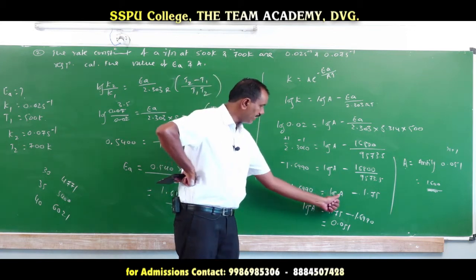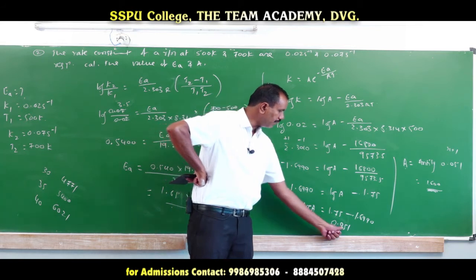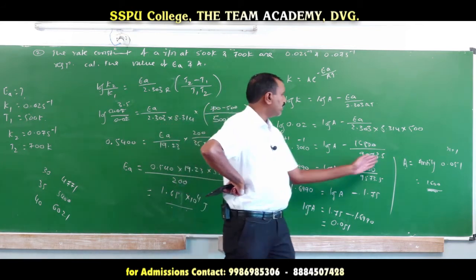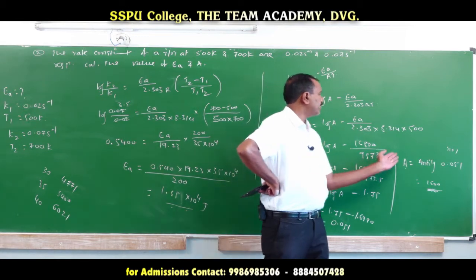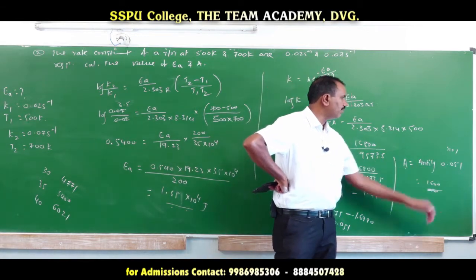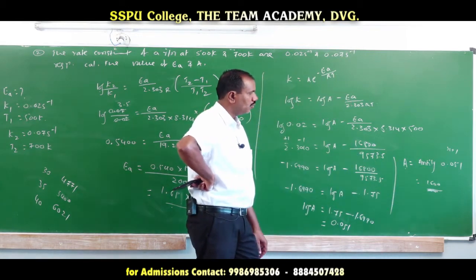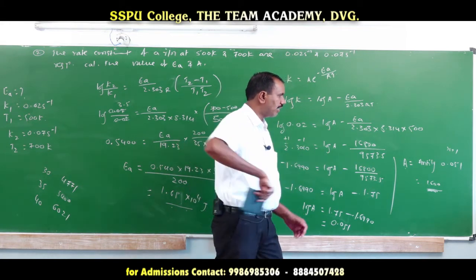Like that, finally we can get log A. Log A is 0.051. So A is nothing but, if you take the log to the right side, the anti-log of 0.051. That is 1.6 value.